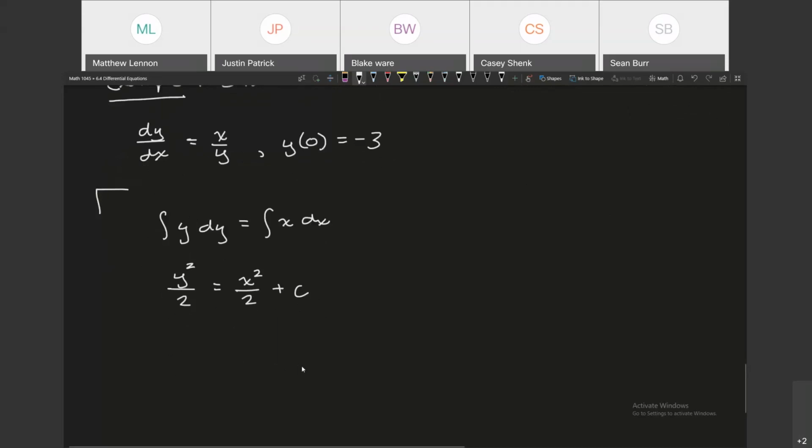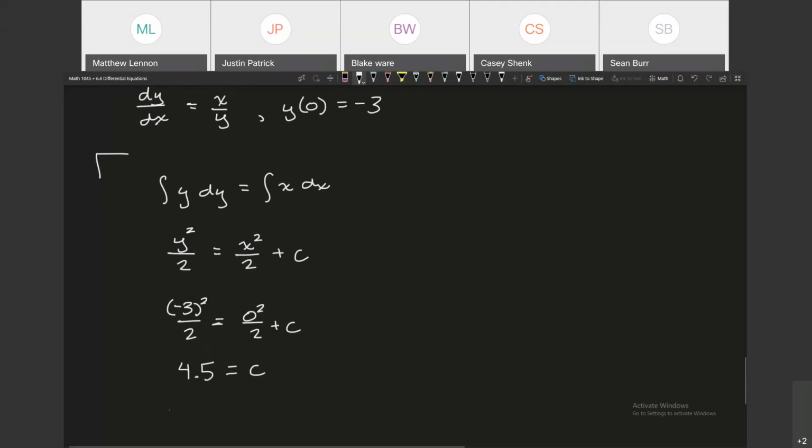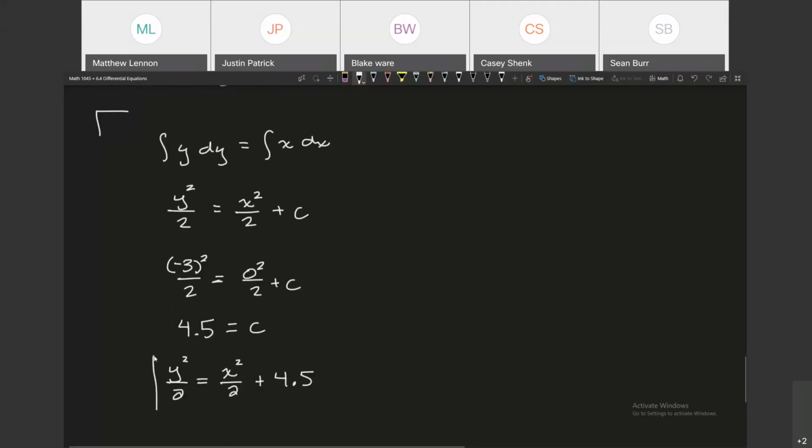And then we're plugging in 0 for x and -3 for y. So -3 squared over 2 equals 0 squared over 2, which is just 0, plus a constant. So 4.5 is our value for c here. So again, that's just y squared over 2 equals x squared over 2 plus our 4.5. Or 9 over 2 if you'd rather just use fractions for everything.